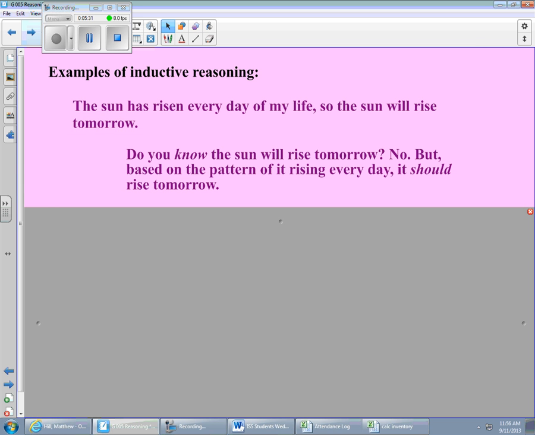But the fact of the matter is, do you know that the sun will rise tomorrow? No, we don't. It actually takes light 8 minutes to get from the sun all the way to the earth. So the fact of the matter is our sun could have gone supernova 7 minutes ago, and we would not even know it yet. So we don't know that the sun is going to be there tomorrow, but based upon the pattern of it rising every day, our prediction would be that it will rise. It should rise tomorrow.